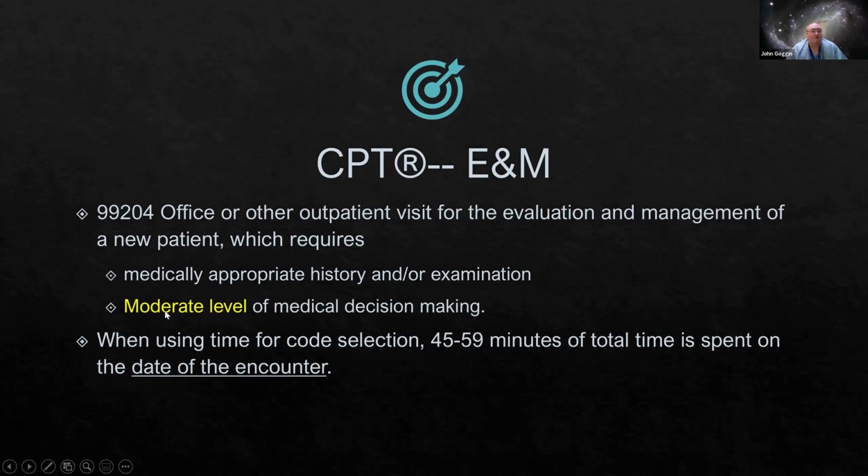Level 4 requires a moderate level of medical decision making. This is a 45 to 59 minute visit. Prior to the changes that occurred in 2021, it was fairly unusual to be able to use this code as a podiatrist. However, moderate medical decision-making is a fairly easy threshold for us to reach. So this has become a more relevant code for us.